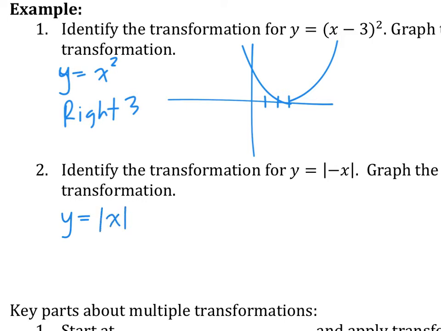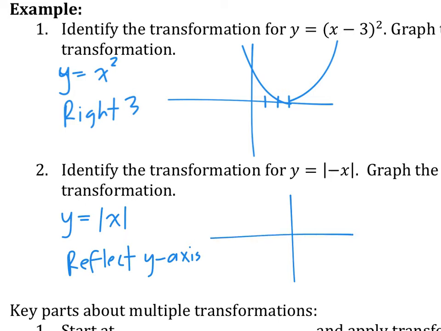Absolute value x. What is the transformation? Reflect what? Ooh, so close. Is the negative inside or outside? Inside, so y-axis. So basically you take this V and then reflect it over the y-axis. It's going to be exactly the same.